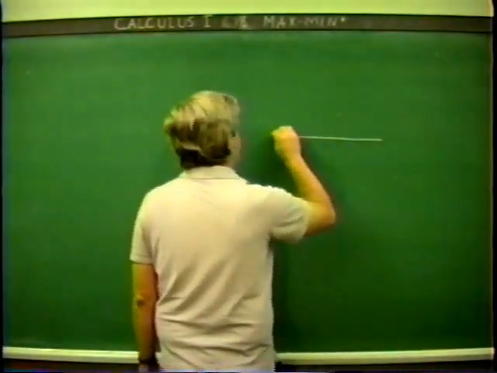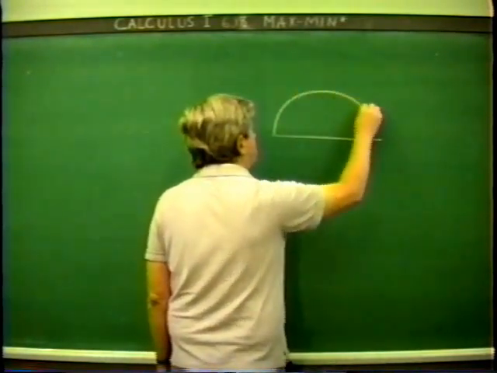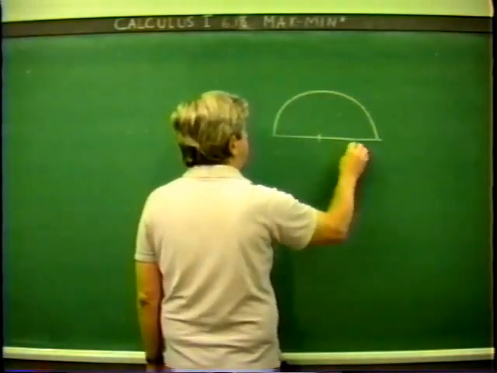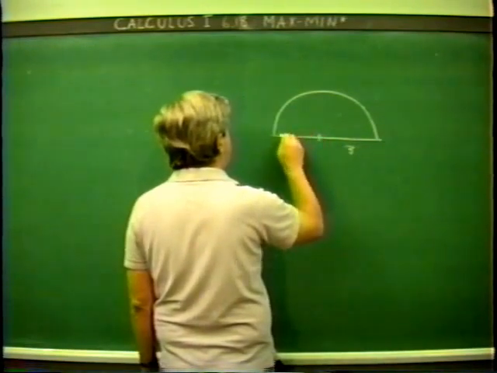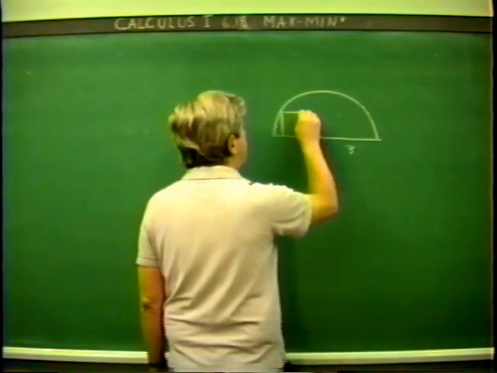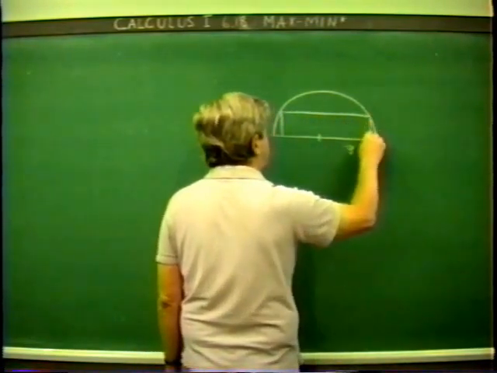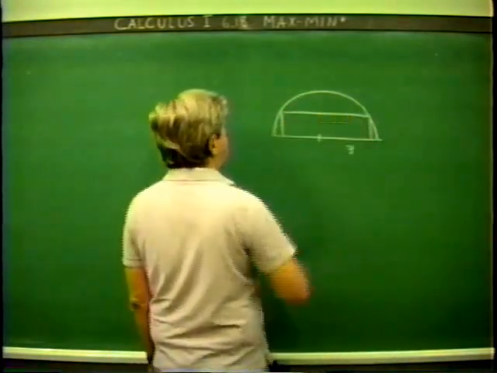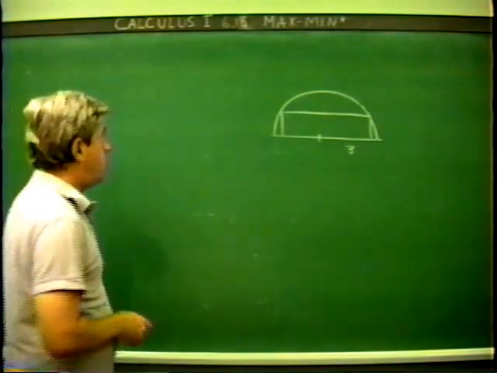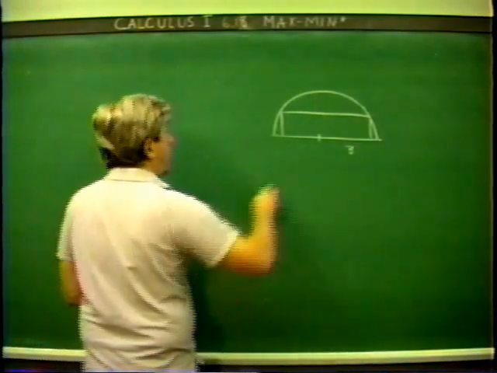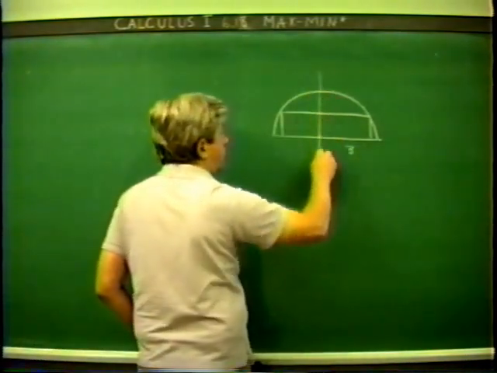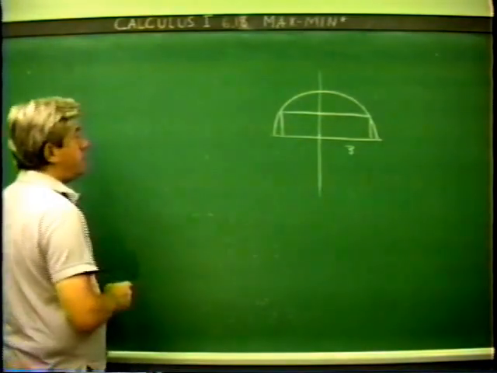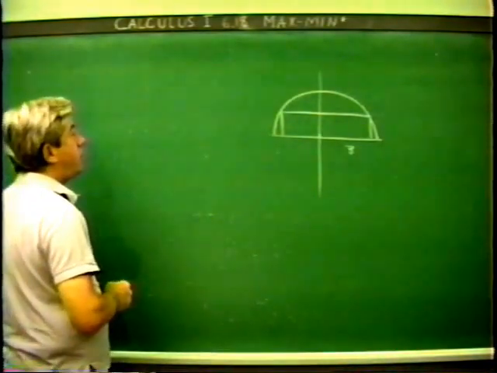So let's take a look at one more geometrical type example, a relatively simple one. Let's suppose that we've got a semicircle here, of radius 3, and we wish to put the largest rectangle in here, where the base of the rectangle is going to lie on the diameter of the semicircle, and it's going to fit inside of there.